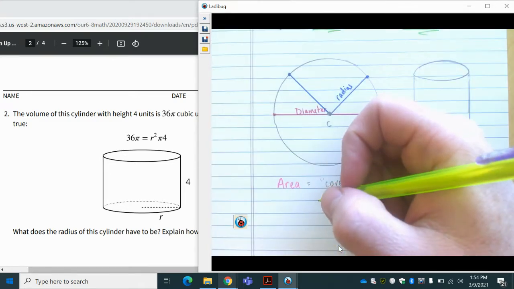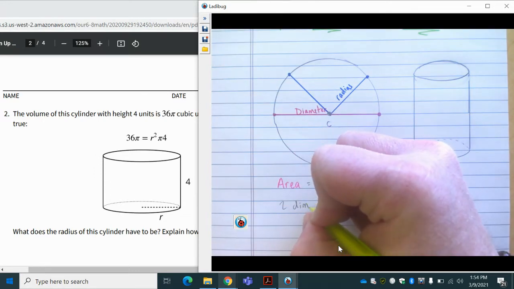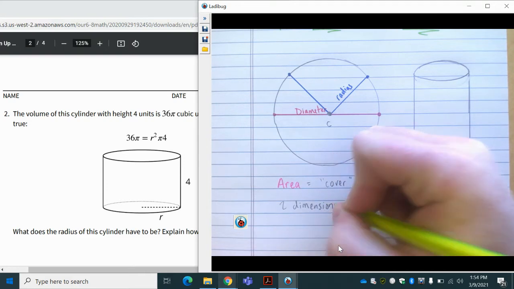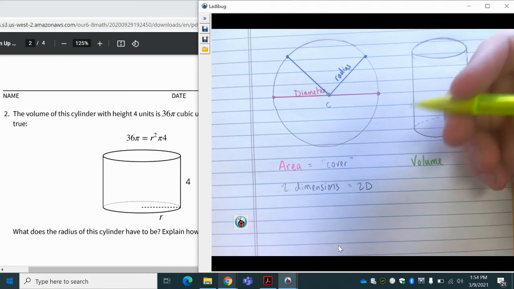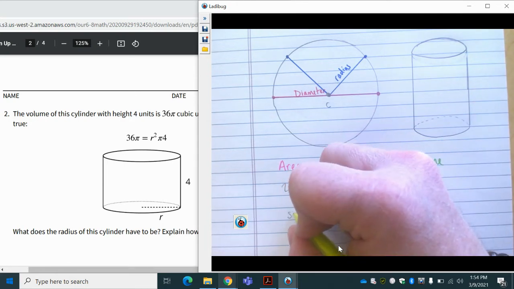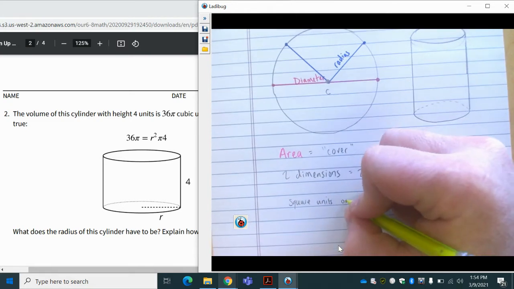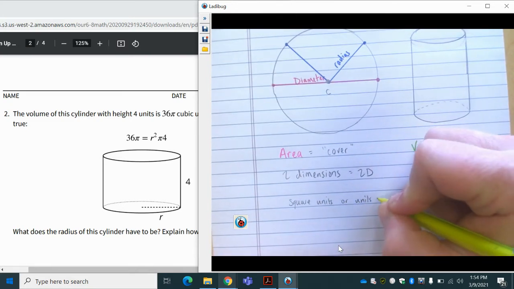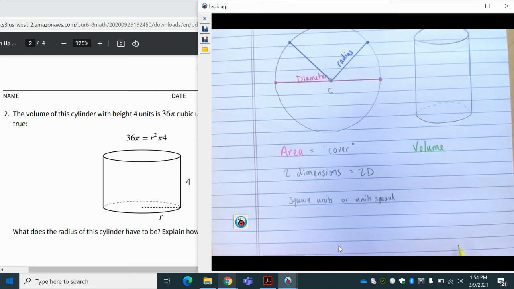So area really deals with two dimensions, or 2D is another way you can think of that. There are 2 dimensions being talked about in area. The units for area are square units, or you could say units squared, and that's important. We'll talk about it when I get to volume. So square units or units squared.